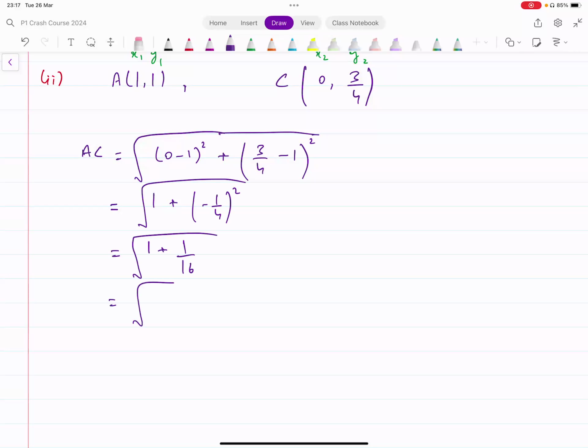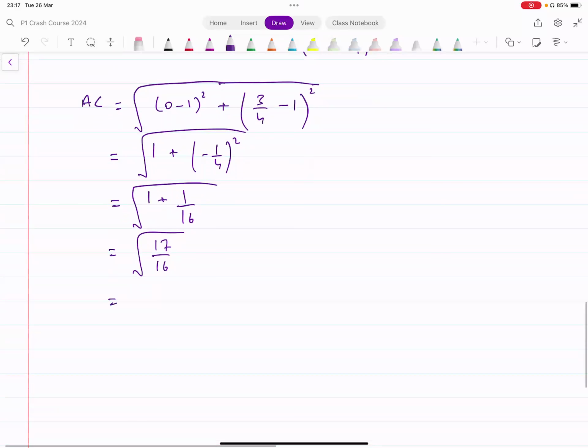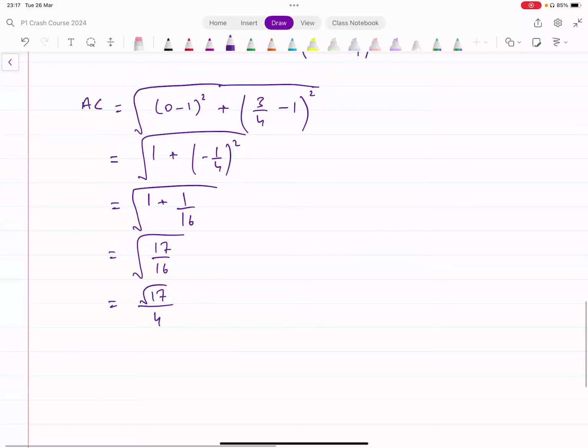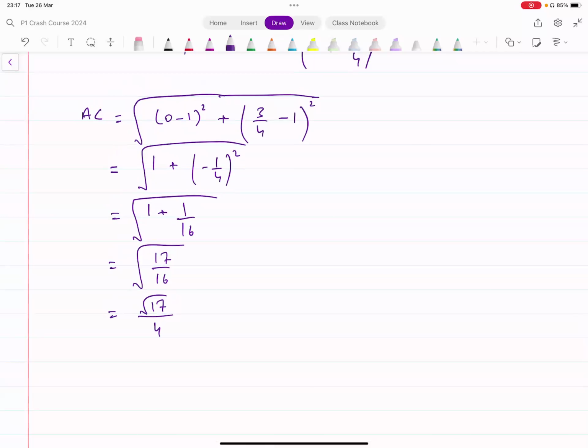And that turns out to be square root of 17 over 16. Now 16 is a perfect square, so we could write this as square root of 17 divided by 4. That's the distance AC. That's what we were looking for.